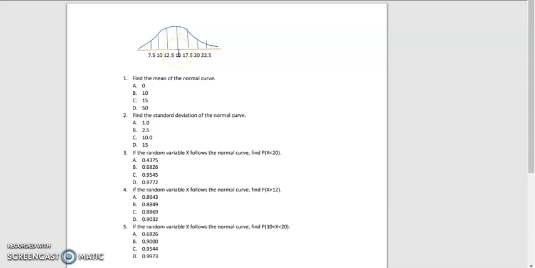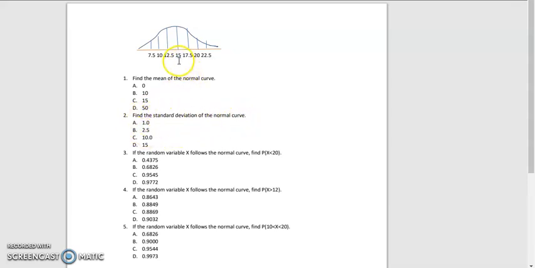This is not a standard normal curve. This is just a normal curve. For a standard normal curve, the mean will be equal to 0. It will be converted to 0. But this is just a normal curve, not a standard normal curve. So if they ask you what curve this is, it is a normal curve. Don't forget that.